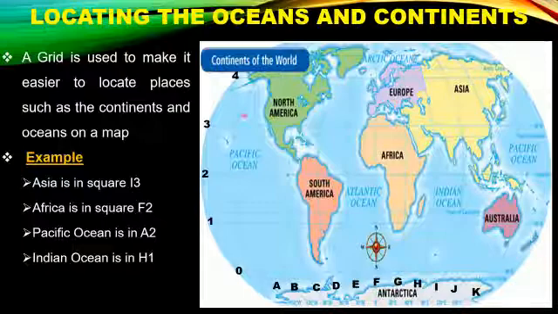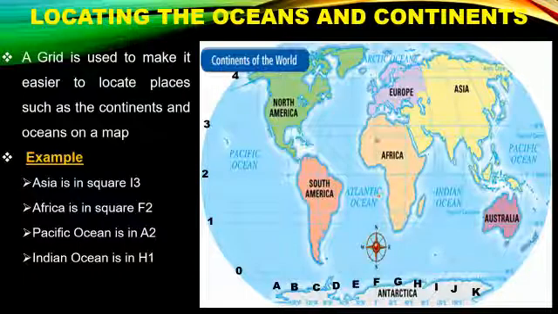Now I am joining I with 3, and at the point of intersection, you can easily find the continent Asia. In a similar manner, let's find Africa. Africa is in square F and 2.